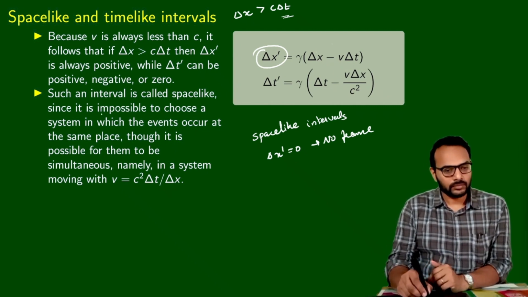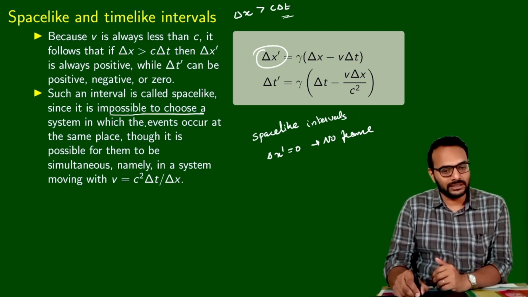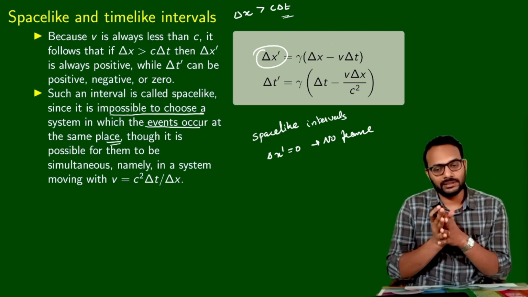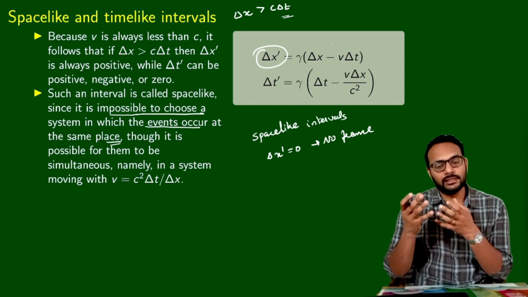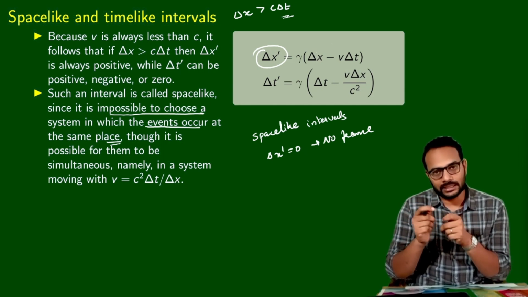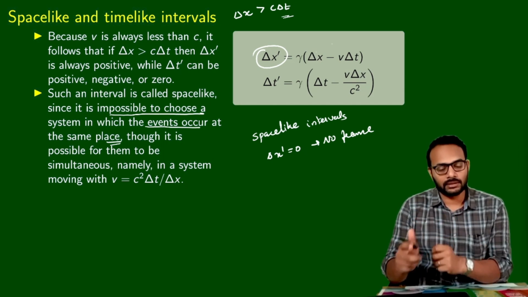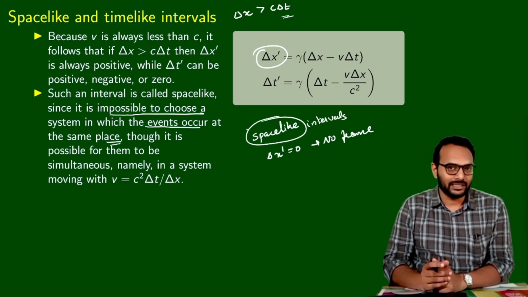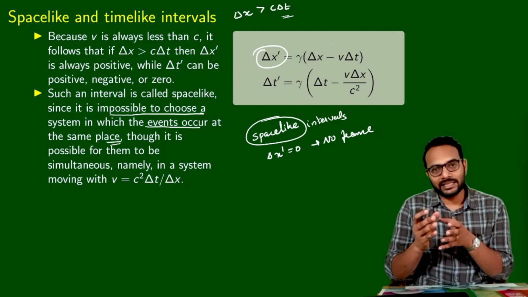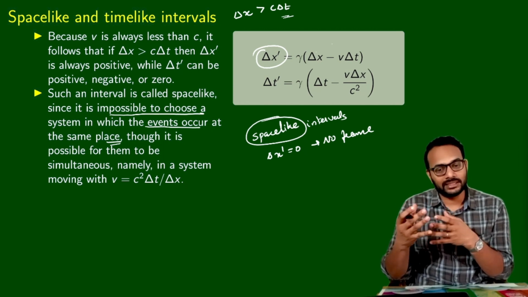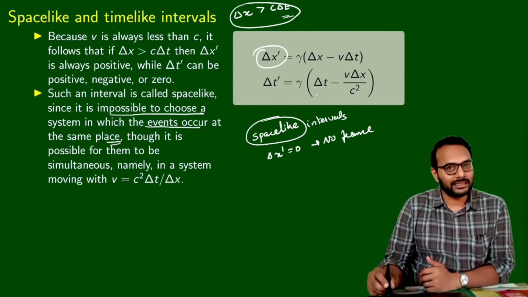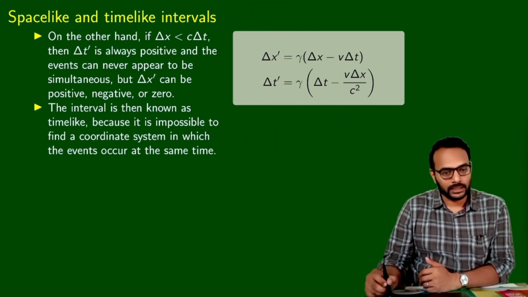All right, it is impossible to choose a coordinate system in which the events occur at the same place. There's no frame in which the events occur at the same place, at the same point in space. For this reason, such intervals are called space-like intervals. We say that event A and event B are separated by a space-like interval if delta x is greater than c delta t.